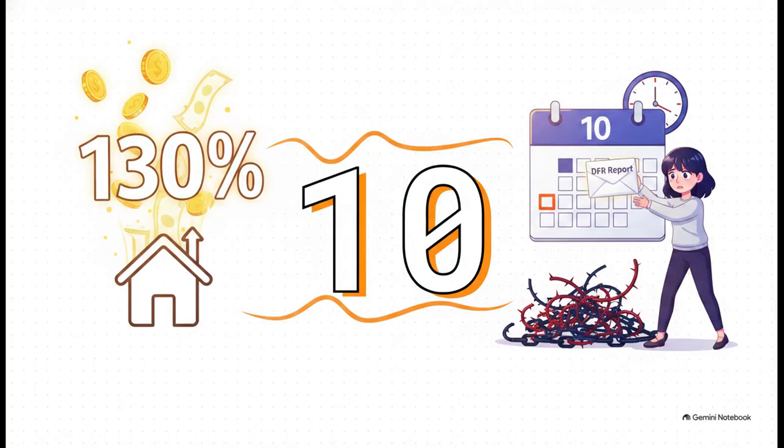But what happens when you do cross that line? Well, that brings us to the golden rule, which is the number 10. If your household's monthly gross income passes that 130% limit, you have to report the change to the DFR by the 10th day of the calendar month following the change. Missing this specific deadline is exactly where people start running into trouble.